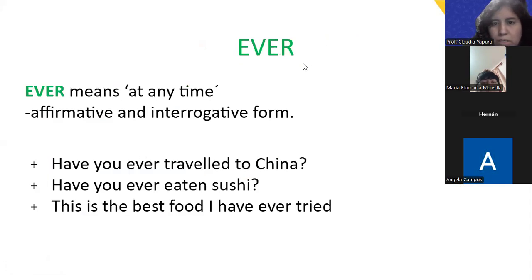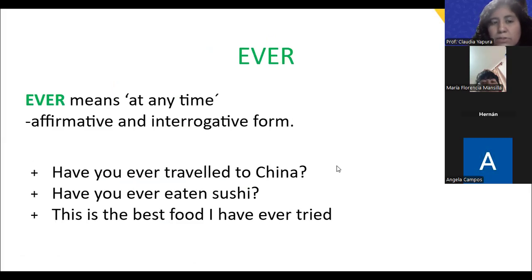Ever means at any time. It's mainly used in affirmative, but also in interrogative forms. Have you ever traveled to China? Have you ever eaten sushi? Like alguna vez. Or you can also say, this is the best food I have ever tried. Here we use it with a superlative form. You use ever, como es la mejor comida que alguna vez he comido, sería así. O alguna vez he probado. That's when we use ever.